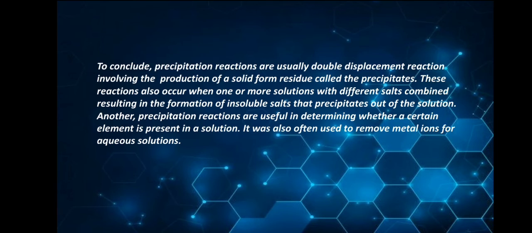So to conclude, precipitation reactions are usually double displacement reactions involving the production of a solid residue called the precipitate. These reactions occur when one or more solutions with different salts combine, resulting in the formation of insoluble salts that precipitate out of the solution. Another, precipitation reactions are useful in determining whether a certain element is present in a solution. They are also often used to remove metal ions from aqueous solutions.